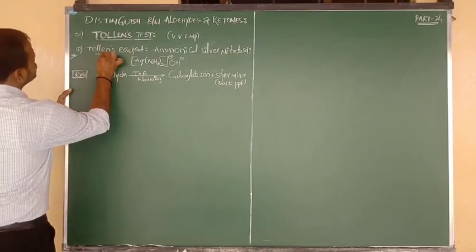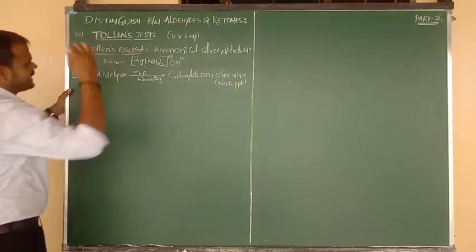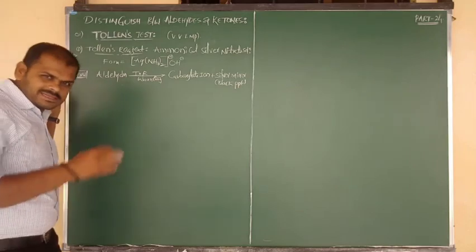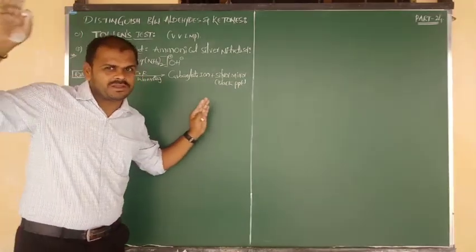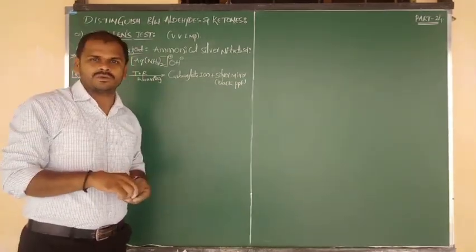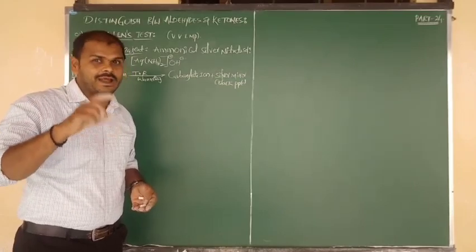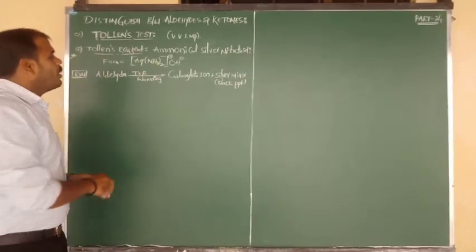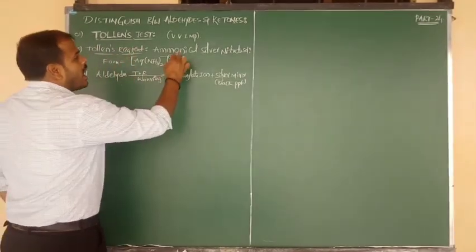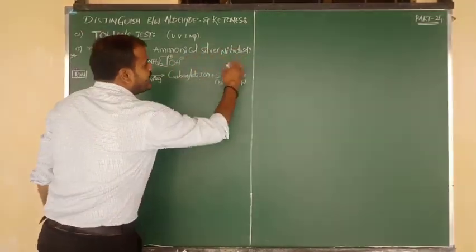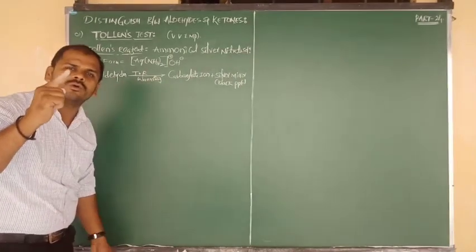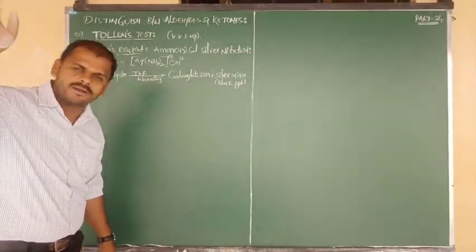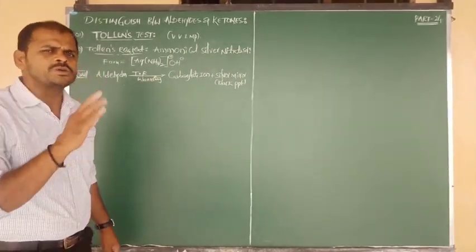First of all, we are going to know what is meant by Tollens reagent. I have already told you this information in the first-year hydrocarbon part also: acetylene contains acidic nature, how can you give the proof? By reaction with Tollens reagent. What is meant by Tollens reagent? Ammoniacal silver nitrate solution. This is a one-word question, and it is repeated in the board exam also.